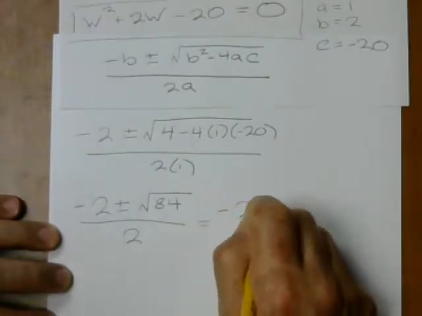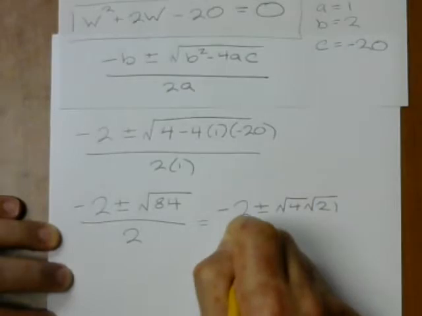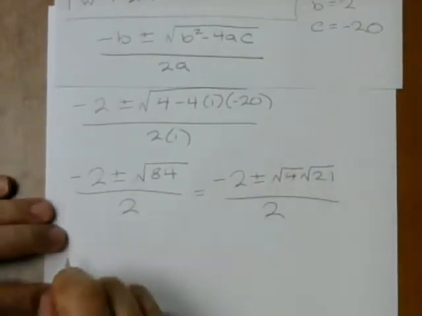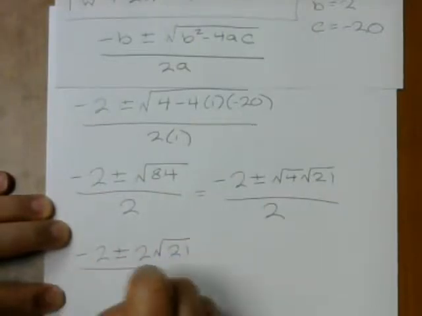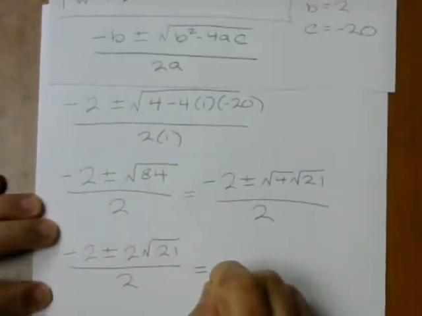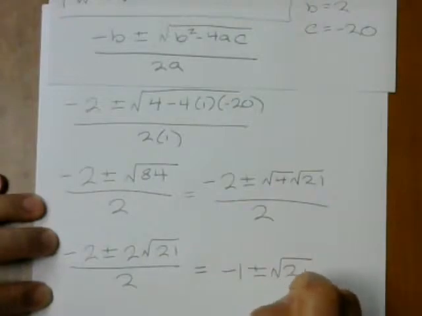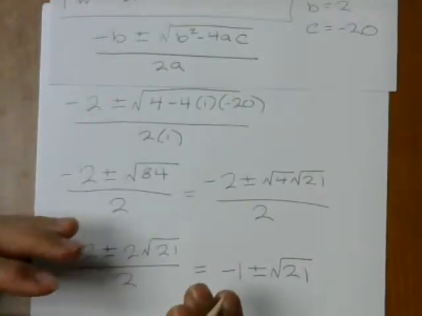So I get this. And then that gives me this, which is, well, when I'm done, minus 1 plus or minus the root of 21. So, I have two solutions. Or do I?